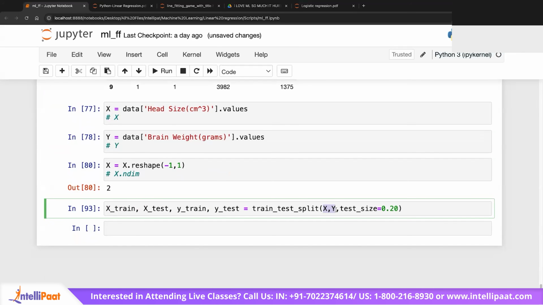I'm taking 100% of the data, but for testing, how much percentage will I use? 20%. If I make this 0.30, how much percent will this be? So training will be how much percent?